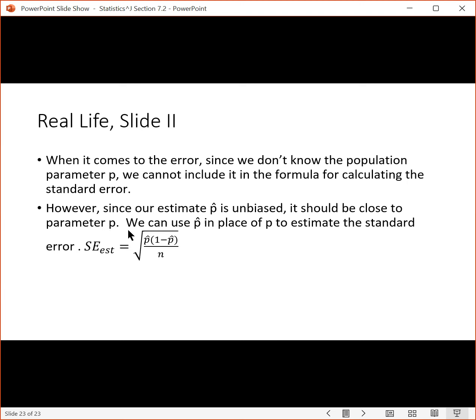And so we can estimate the standard error whenever we do a survey by using this formula. We take the survey result for the population parameter, multiply by 1 minus that, divide by n, and take the square root.